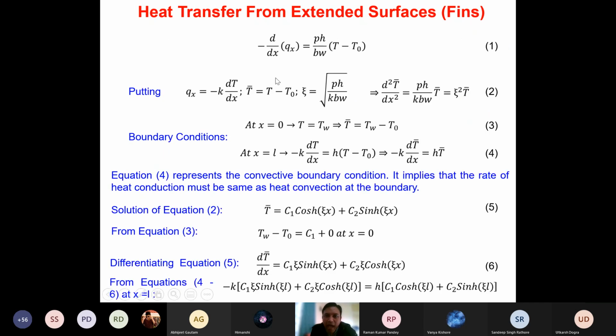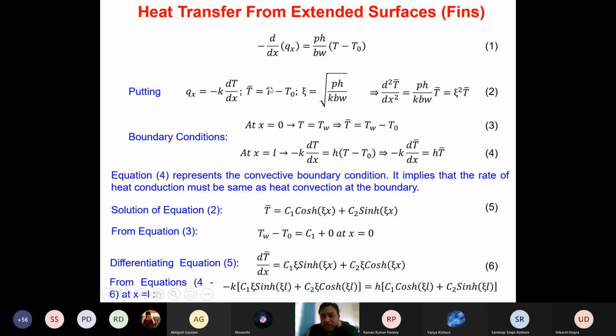So this is the equation we had. Now let's simplify this equation a little bit. So this Qx is a heat flux. We can write this Qx heat flux in terms of Fourier's law of heat conduction as minus k dT by dx, isn't it? Correct. And also we can represent this T minus T naught as T bar. And Ph by kAw we are representing by another variable, let's say zeta. So zeta is given as under root of Ph by kAw, that is, Ph by kAw is zeta square.